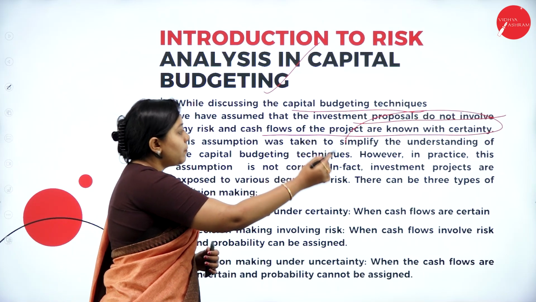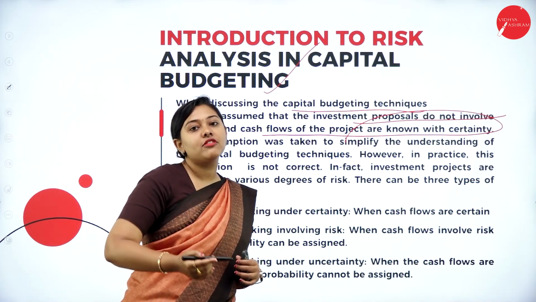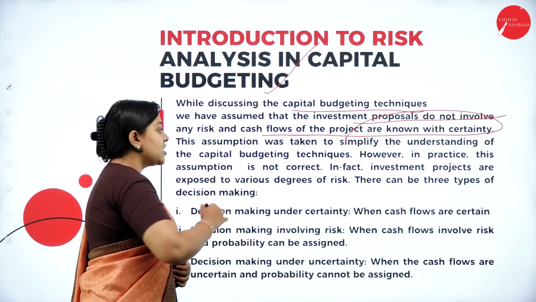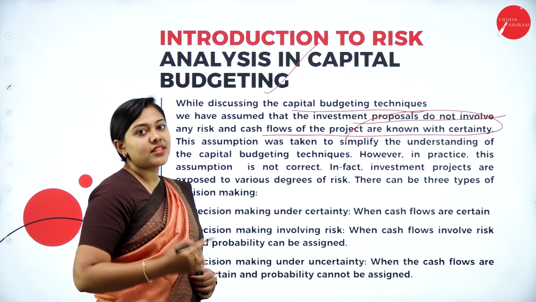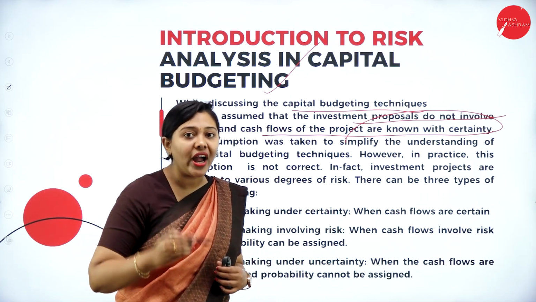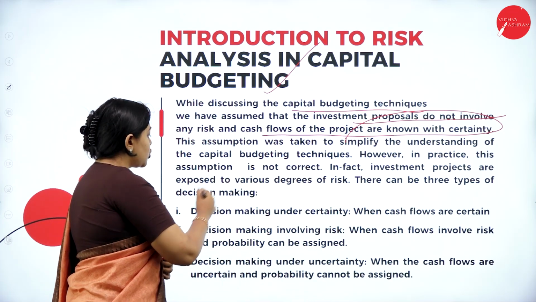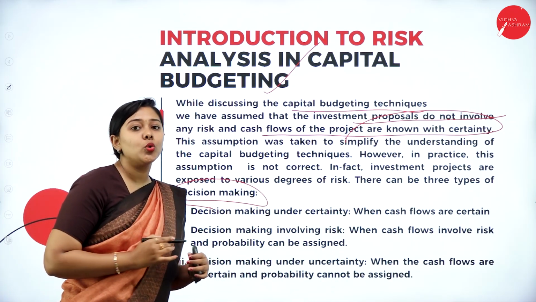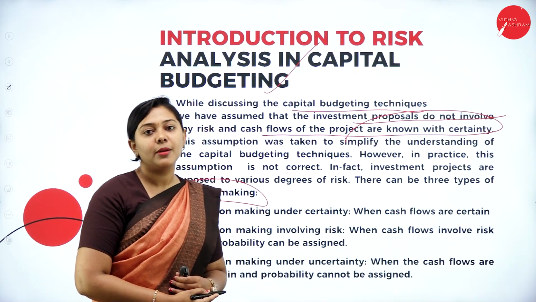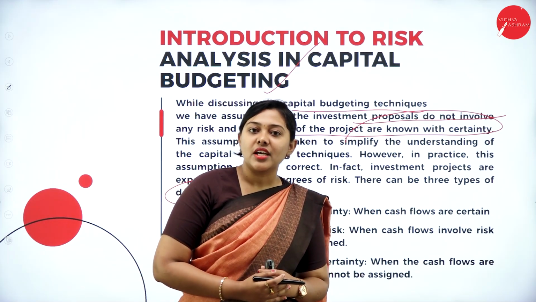This assumption was taken simply to make you understand the concept of capital budgeting. However, in practice, the assumption is not correct. In fact, every investment proposal, every investment project, will have a certain degree of risk associated with it. So that risk has to be adjusted in order to find out the cash flow. There are three types of decision making when it comes to investment decisions, because with every investment there will be risk associated.